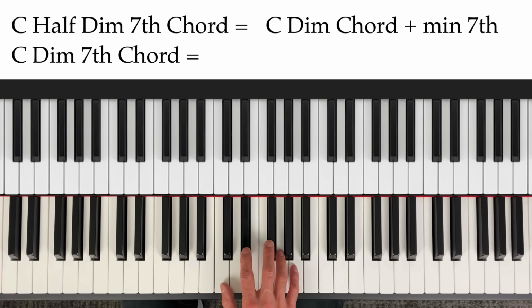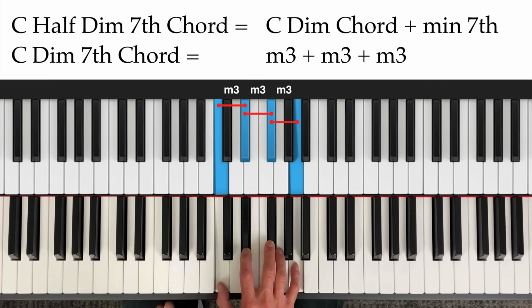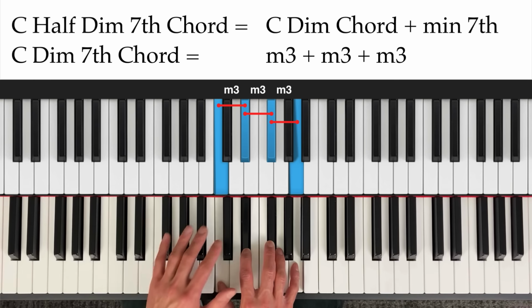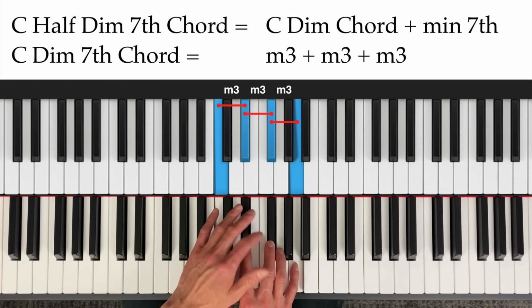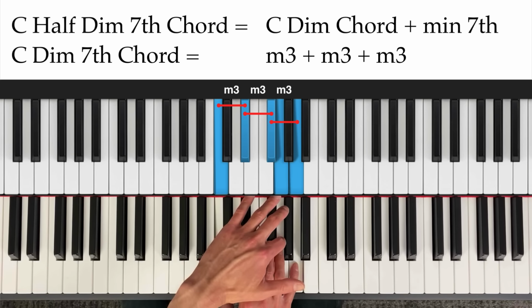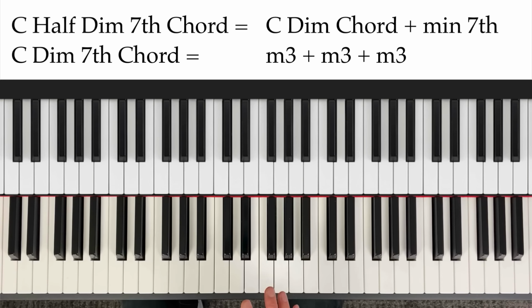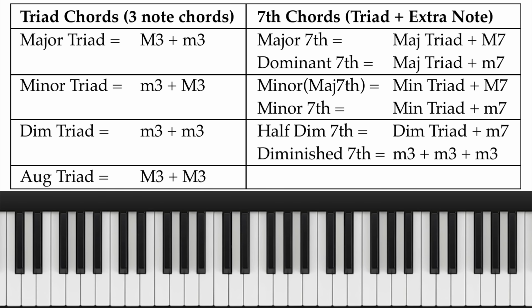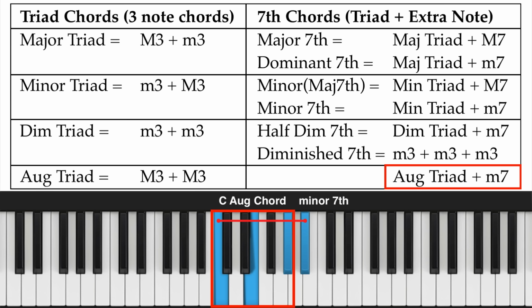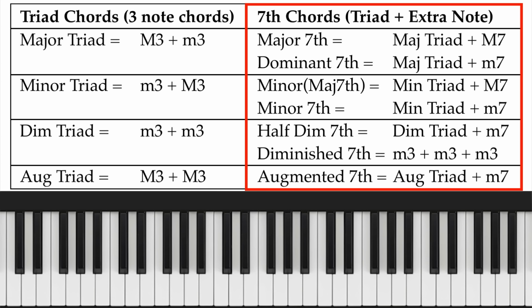But a better way to think of it is 3 minor thirds. Because remember, our diminished chord is made up of 2 minor thirds, 1, 2, 1, 2, and now we're just adding another one on top, 1, 2. So a diminished seventh chord is 3 minor third intervals. Lastly, an augmented chord with a minor seventh interval is called an augmented seventh chord. So these are our seventh chords.